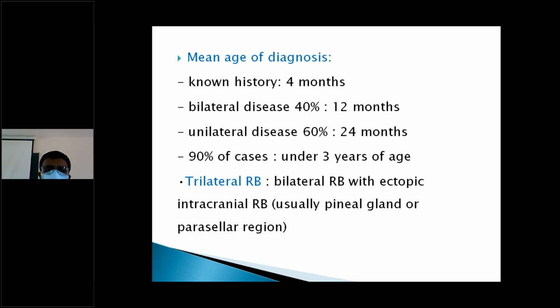Trilateral retinoblastoma includes bilateral retinoblastoma with ectopic intracranial retinoblastoma. It usually involves the pineal gland or the parasellar lesion. That is, retinoblastoma in both eyes with intracranial retinoblastoma, which mainly involves the pineal gland or parasellar region. That is called trilateral retinoblastoma.